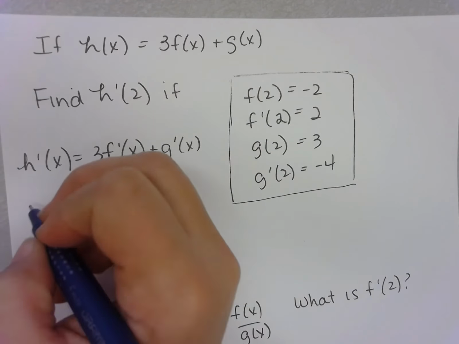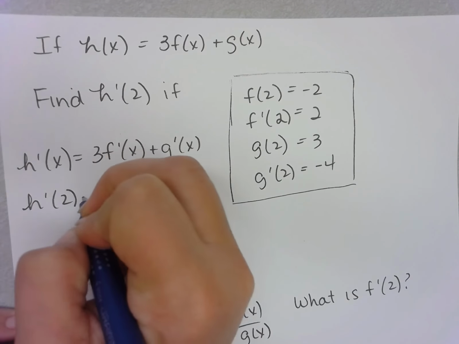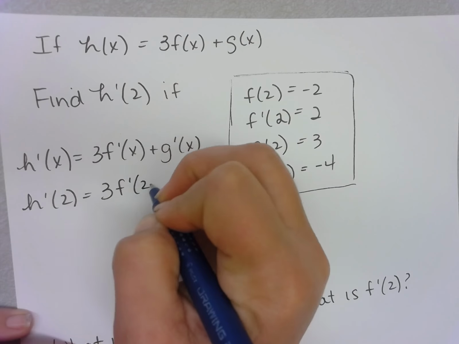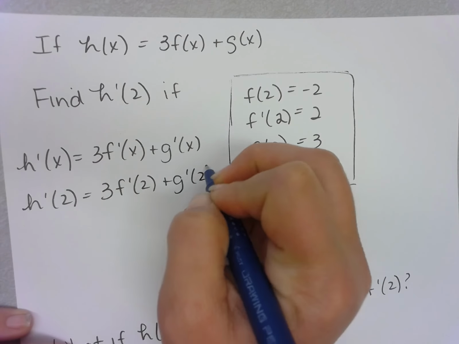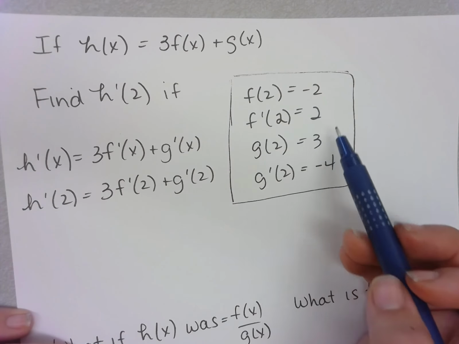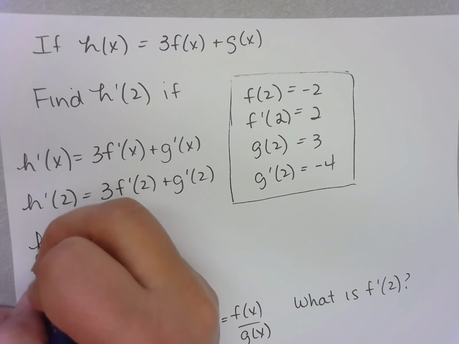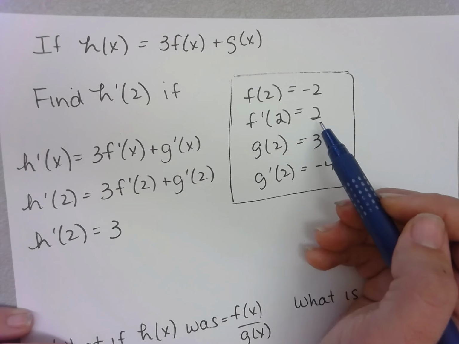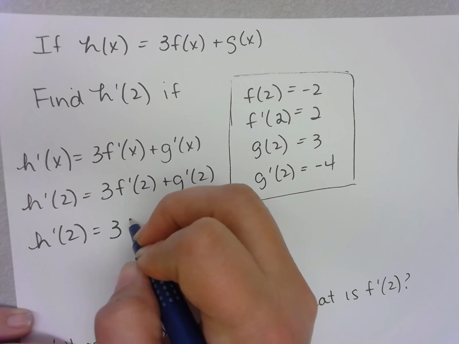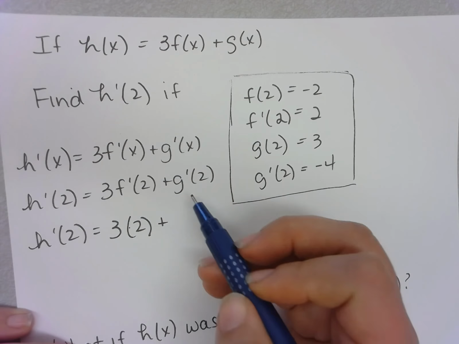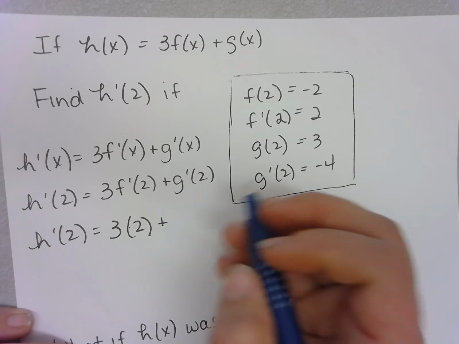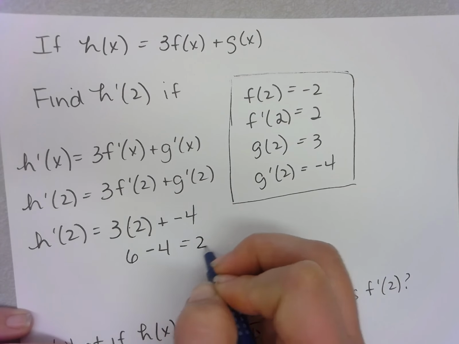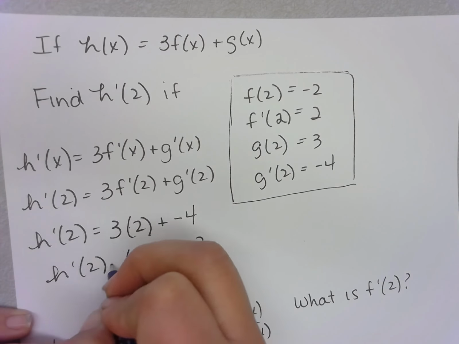So h prime of 2 means I'm going to plug in 2 everywhere there's an x, right? So I have 3 times f prime of 2 plus g prime of 2. So now I have this table that I can drop things into. So h prime of 2 is equal to 3, f prime of 2 is equal to 2. So I have 3 times 2 plus g prime of 2. G prime of 2 is negative 4. And so I end up with 6 minus 4, which is 2. H prime of 2 is equal to 2.